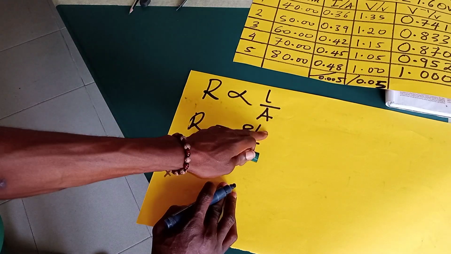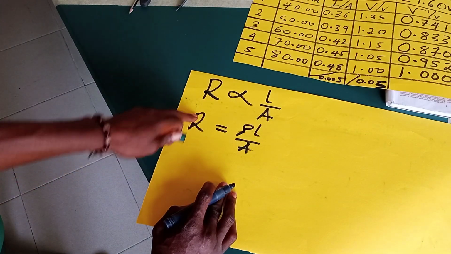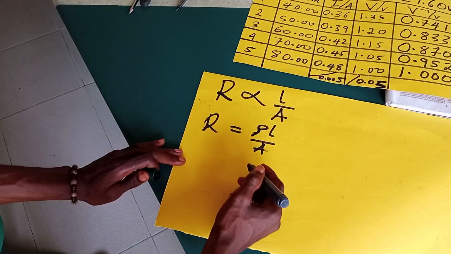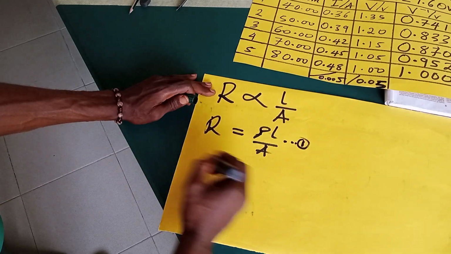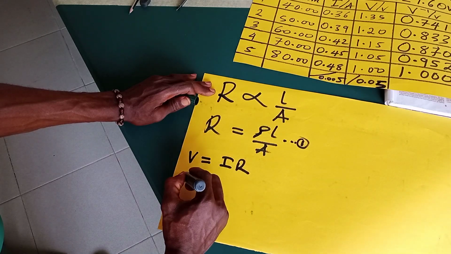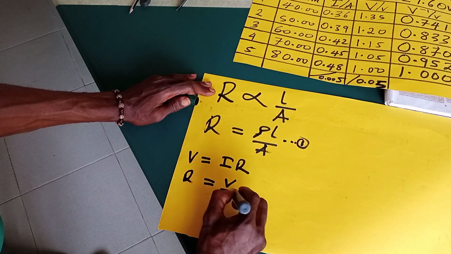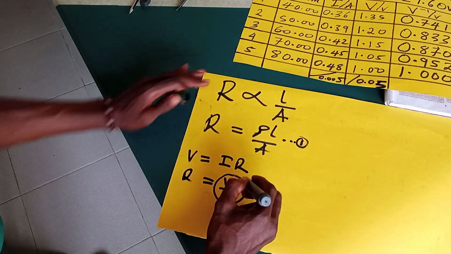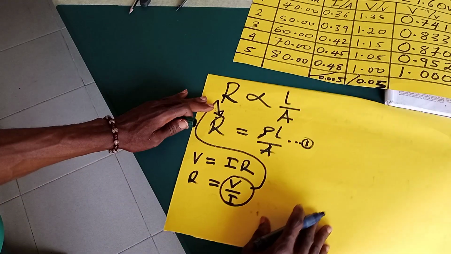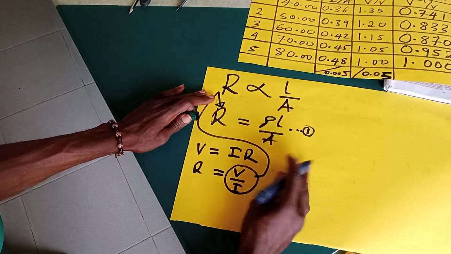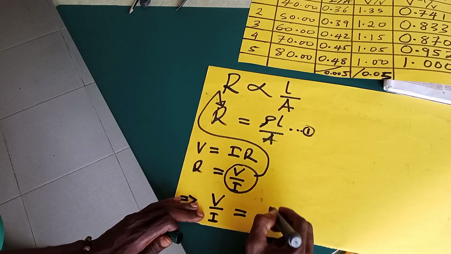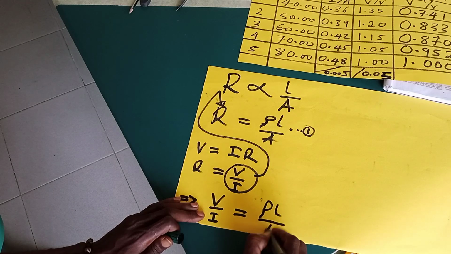Increase, increase, decrease, decrease. Then an increase in the cross-sectional area will cause the resistance to decrease. However, call this equation number 1. From Ohm's law, you know that V equals IR. So from here, we know that R will be equal to V all over I. So we are going to put the whole of this in here. If you do that, we are going to have something like this. So this implies that V all over I is equal to rho L all over A.